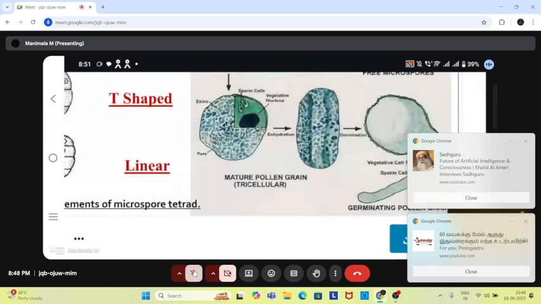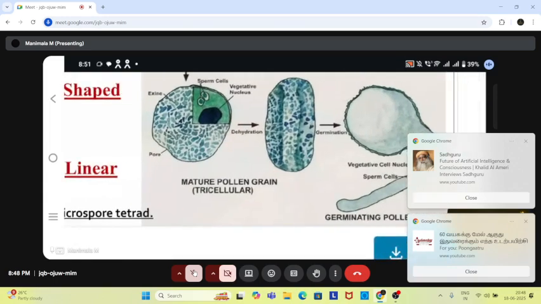Yes. So two cells are formed. How are two cells formed? First the nucleus divides mitotically, followed by the cytoplasm getting divided. While dividing, two cells are formed. One is the bigger one and the other is the smaller cell. The bigger cell is vegetative, the smaller cell is generative.